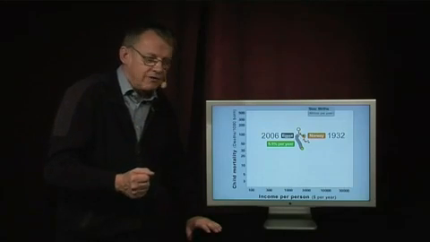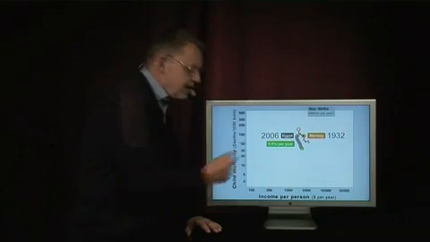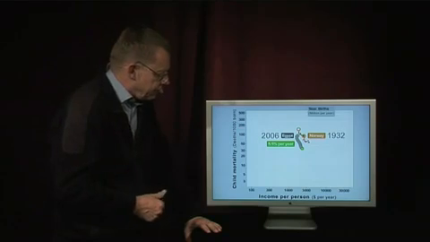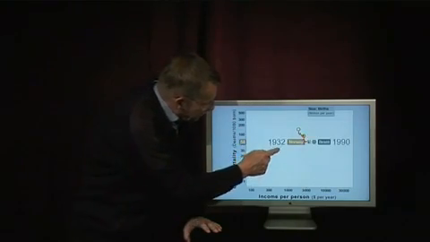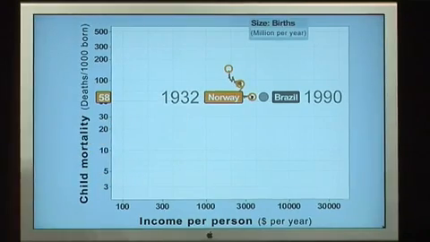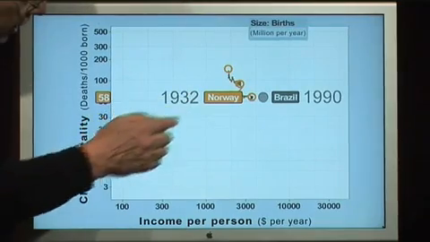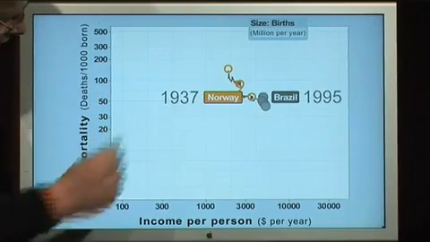much faster than Millennium Development Goal rates. And Norway in the past could not follow. The final chance for Norway, we will compare Norway 1932. Norway had the same child mortality as Brazil had 1990. And here we go. And you can see Brazil is fast.